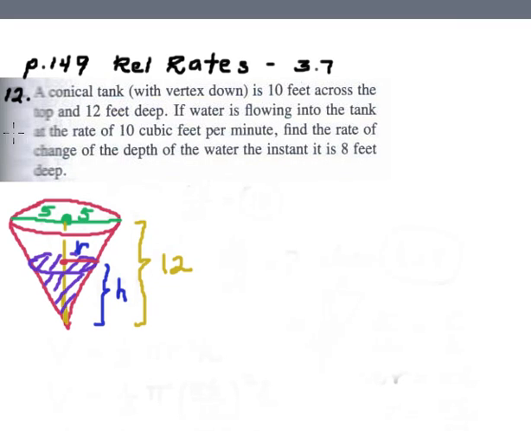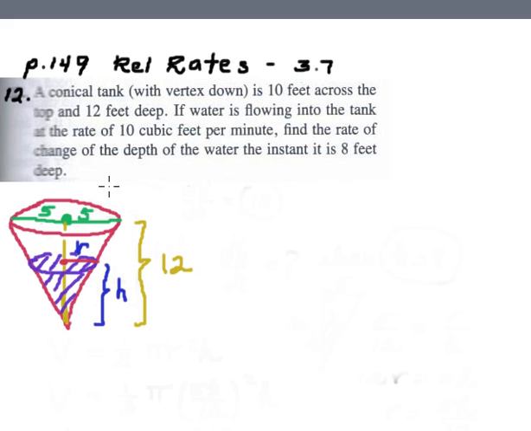Okay, we're looking at page 149, problem number 12. A conical tank with vertex down is 10 feet across the top and 12 feet deep. So here we have a picture of our conical tank, our cone, and I drew it so that it's 10 feet across the top. That's 5 and 5. This 5 represents the radius of the circular top, and 12 feet deep. That yellow line starting from here down to here, that's 12 feet deep.